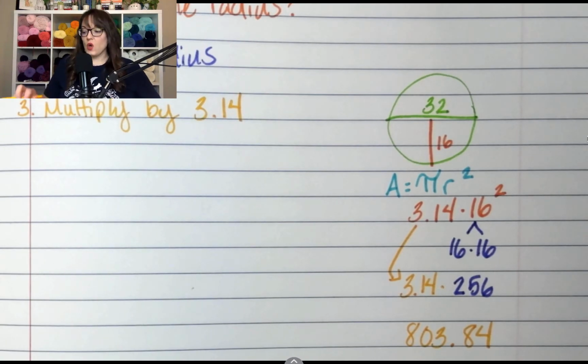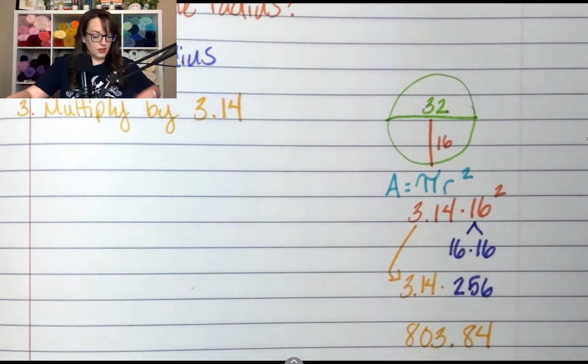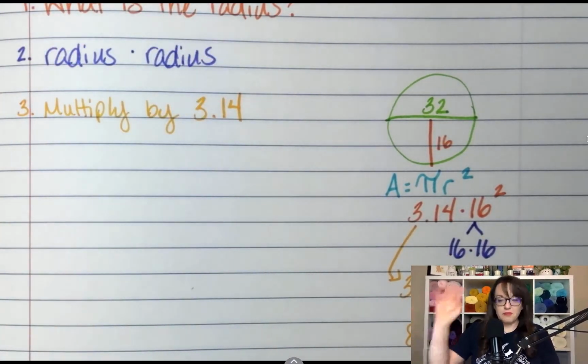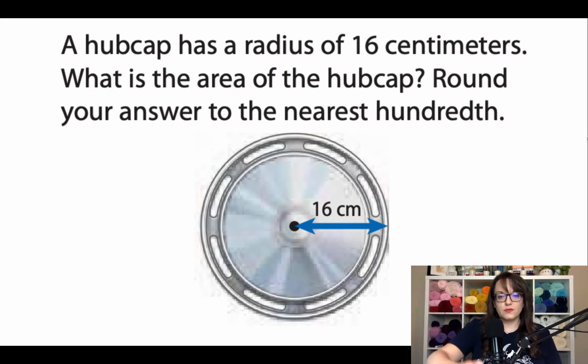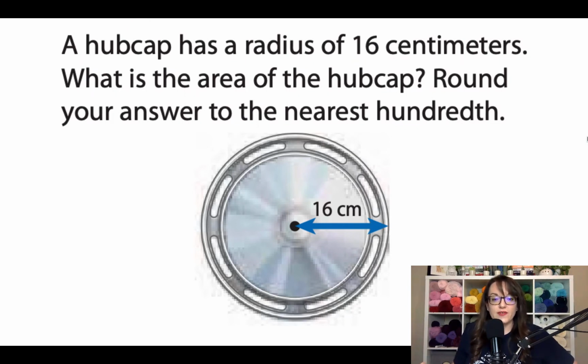All right. Here's another one. Let's do this one. A hubcap has a radius of 16 centimeters. What is the area? Go ahead and work this one out. The area is 803.84. You would do 16 times 16 times 3.14. This is exactly the question that we just did. So I hope you got that one.